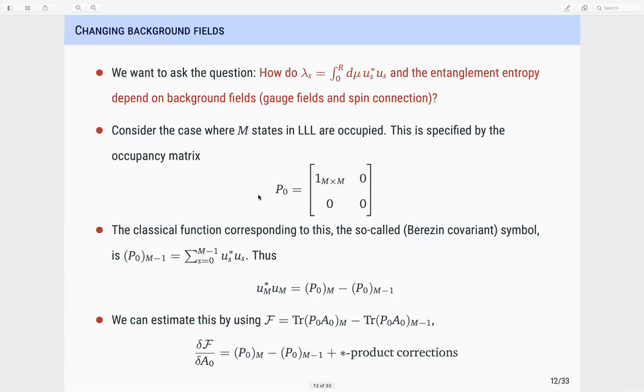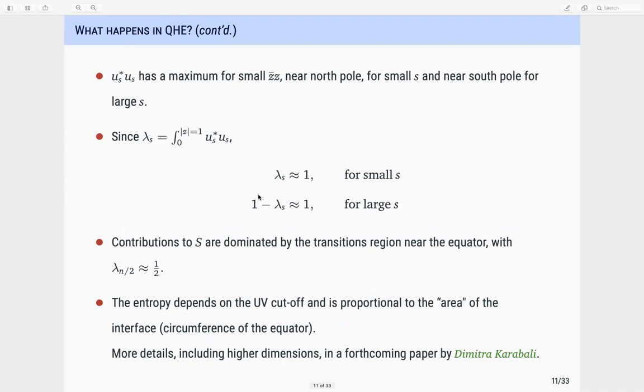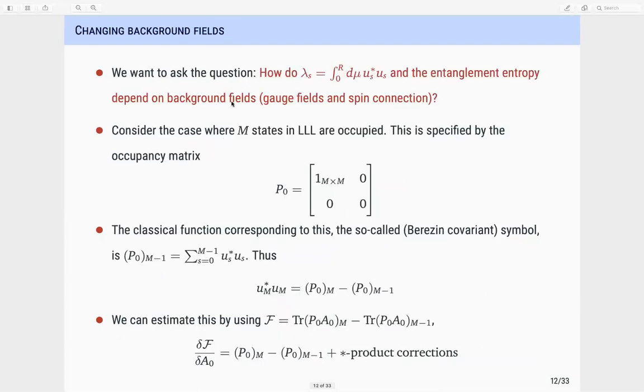What I want to do is to ask the question: how do these lambdas, which go into the computation of the entanglement entropy, depend on background fields such as gauge fields and spin connection? If I change the background fields, how do they respond? Well, it's a straightforward question in many ways. You can answer it also in several different ways.